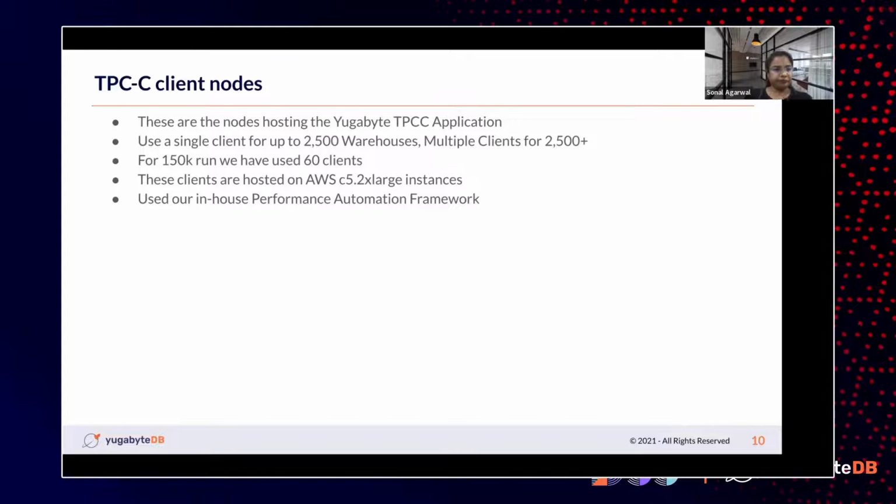And setting up 60 clients and installing TPC-C on all these machines is a very tedious job. So we use our in-house performance automation tool that takes care of end-to-end client setup and execution. With just a few clicks, we are able to run TPC-C at any scale, and it saves us effort and time.